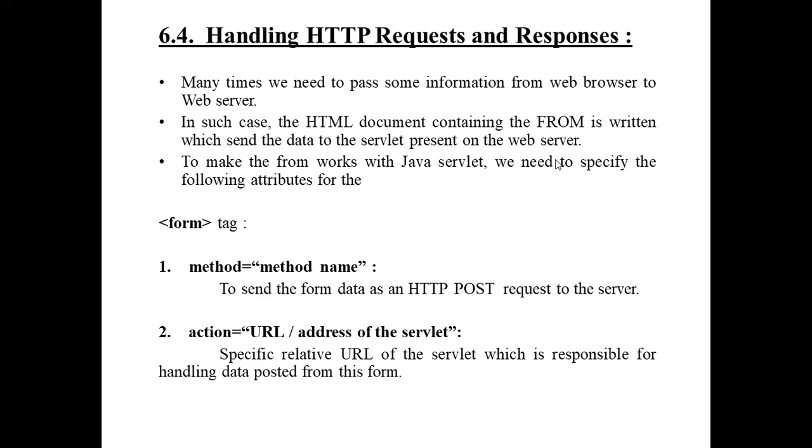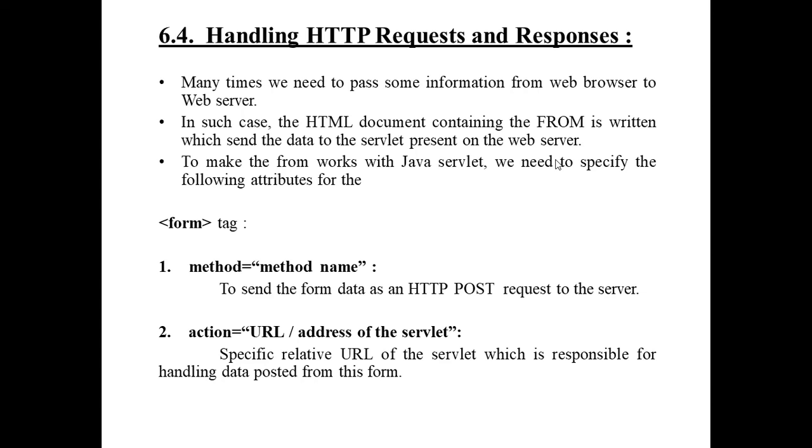That document contains a form in which we write the data to the servlet present on the web server. To make the form work with the Java servlet, we need some attributes. In the form tag, the first one is method equal to method name. This sends the form data as an HTTP post request to the server. The method name is doPost or doGet. If you use the doPost method, then the method name is post, and if you use the doGet method, then the method name is get.